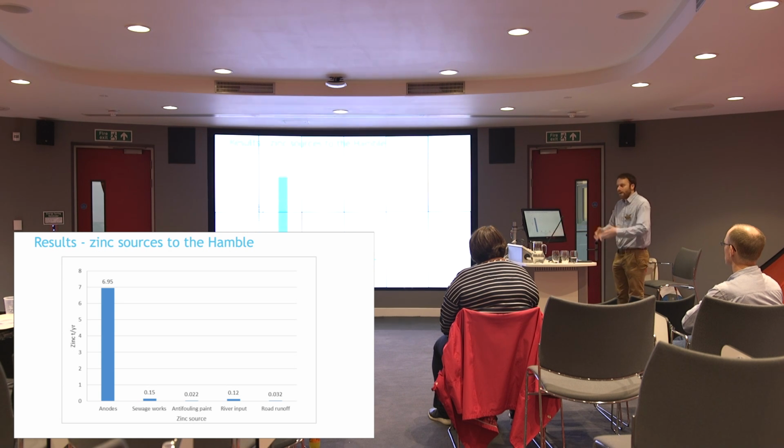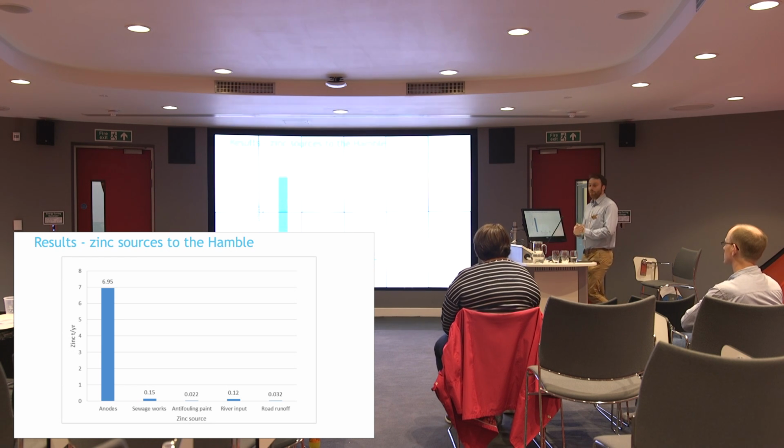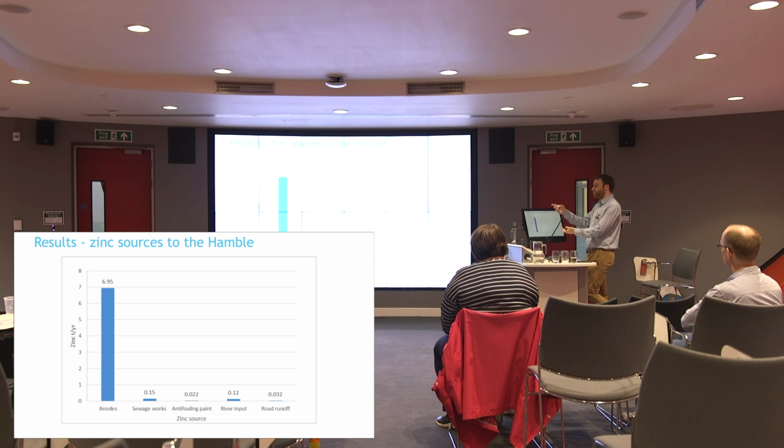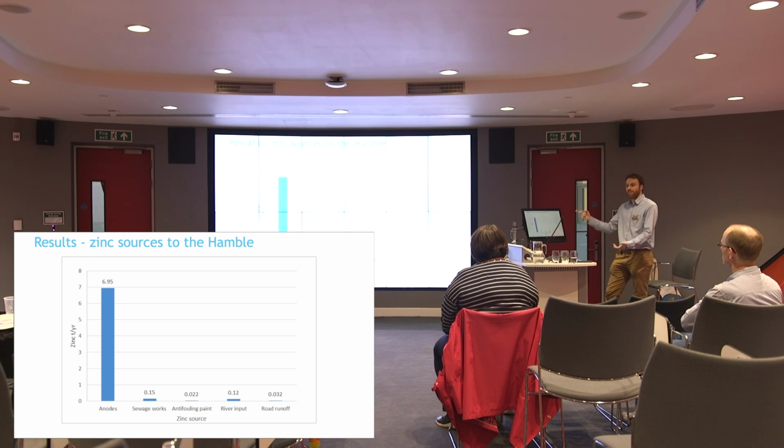All those boats are crammed into that small section, and normally they're spread out over maybe 20, 30 kilometres of an estuary. Therefore, on the Hamble, you notice the effect more than you would in other estuaries. And if we compare this to the zinc we're getting from other sources, for most estuaries sewage works are one of the biggest sources, but on the Hamble we're only getting 0.15 tonnes a year, which is a very insignificant number compared to what we're seeing for anodes.